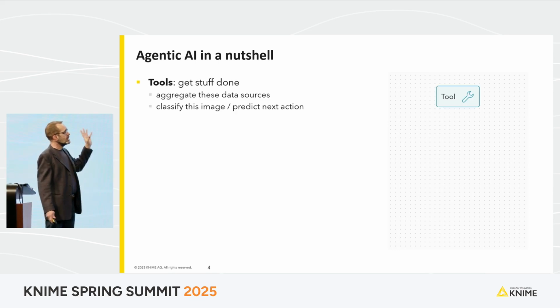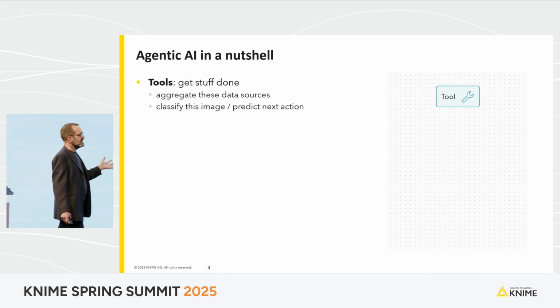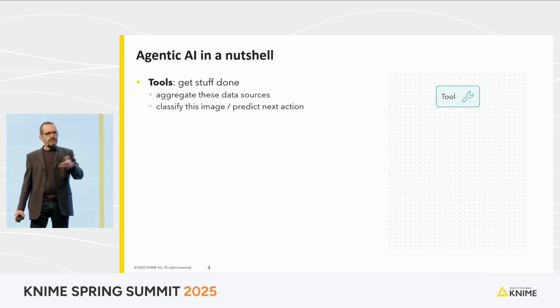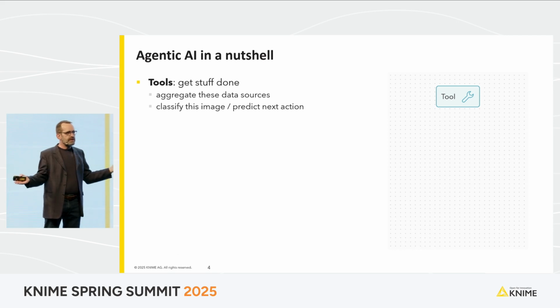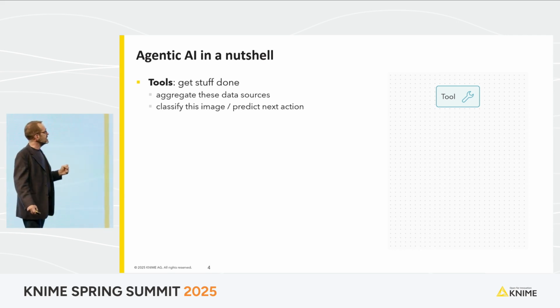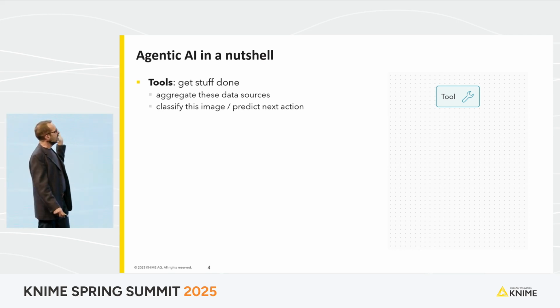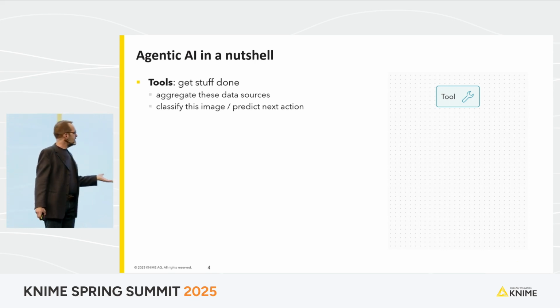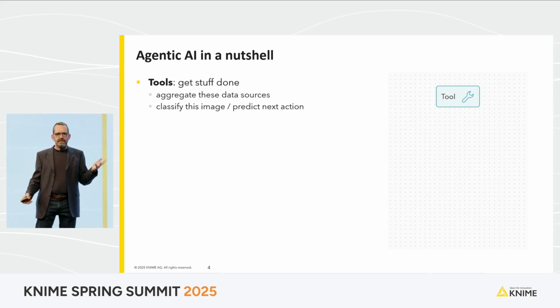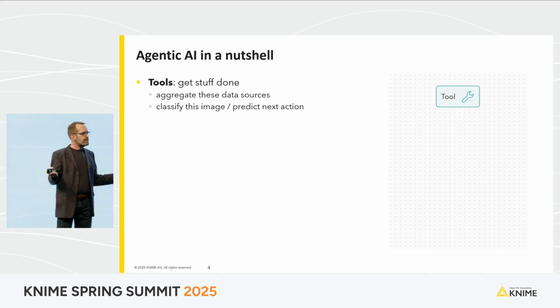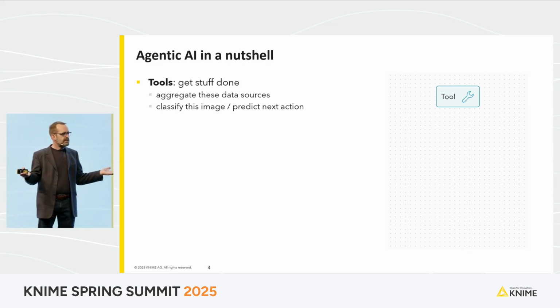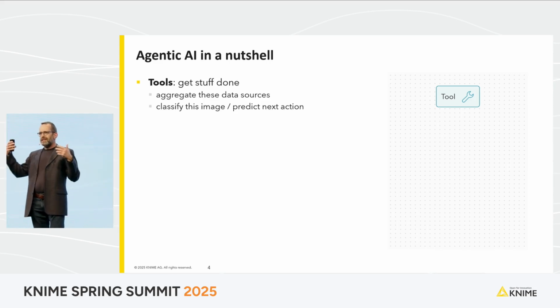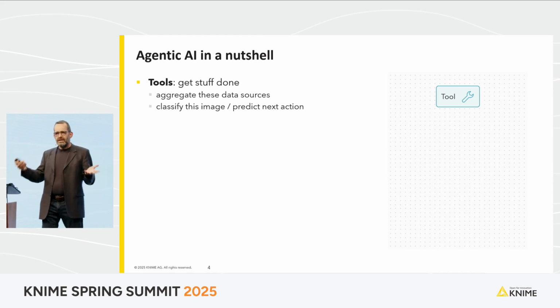We're really talking a lot about tools. Tools get some stuff done. And not surprisingly, a lot of these tools are already floating around in your organization. They're already floating around at KNIME, and I'll show you a couple of examples of that later. They do things like aggregating data sources. They may do things like classify an image or predict the next action, stuff that we've learned how to do over the last couple of decades, actually very well with machine learning, statistical, and just data engineering type of techniques.